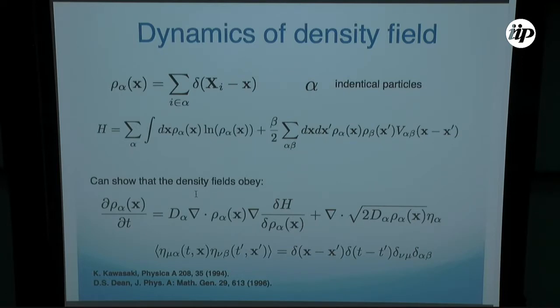Now, what you can actually show is that the density field itself, if you start from the microscopic dynamics for the Brownian particles, if you plug the dynamics in and look at the consequences of the individual Langevin dynamics for the density field, formally this is the equation it obeys. So you basically find that, this is the diffusion constant of the particles of type alpha.